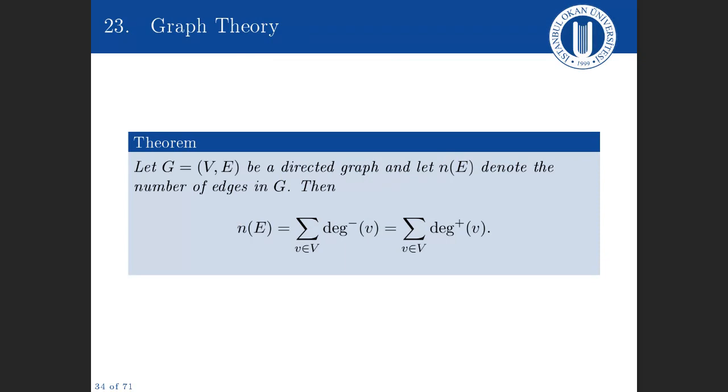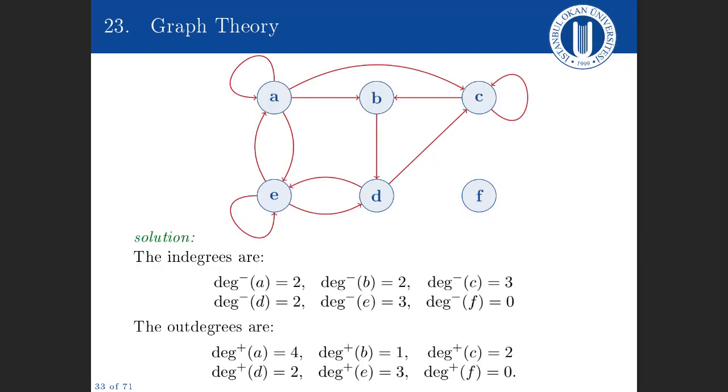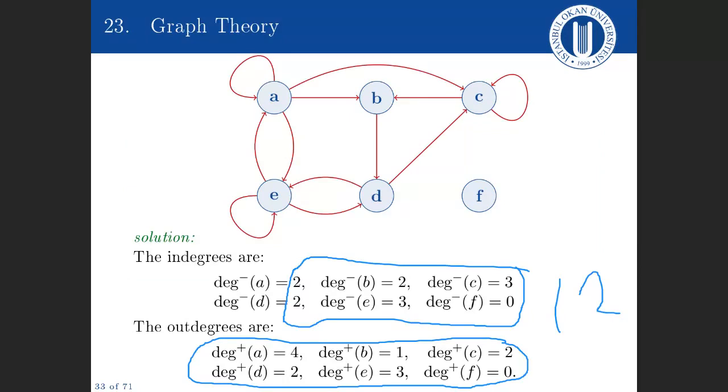We have another theorem. Let's suppose we have a directed graph, and let NE be the number of edges in G. Then the number of edges in G is the sum of all the in degrees, and it's also equal to the sum of all the out degrees. Let's go back. How many in degrees do we have in total? 2 plus 2 plus 3 plus 2 plus 3, 12. How many out degrees do we have? 4 plus 1 plus 2 plus 2 plus 3, 12. Again, 12.